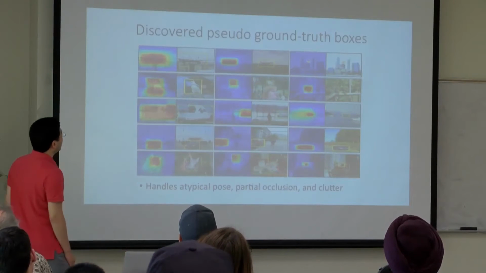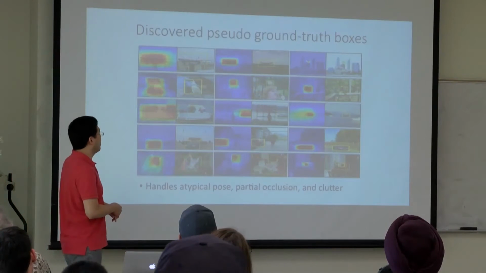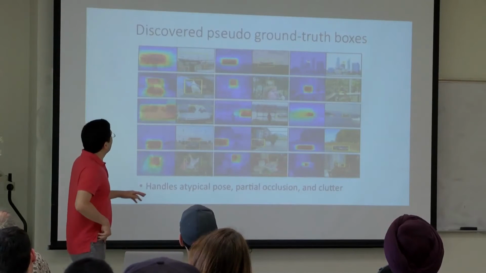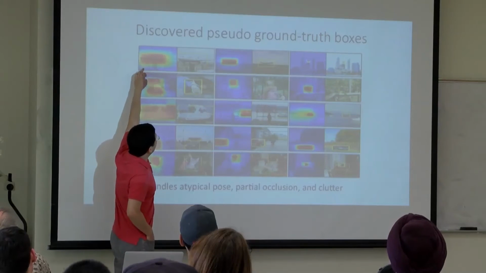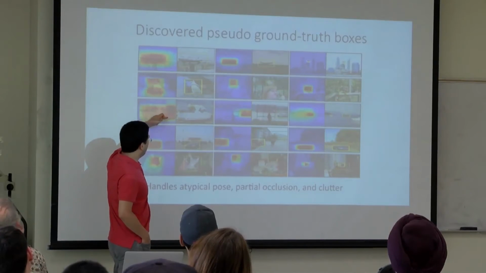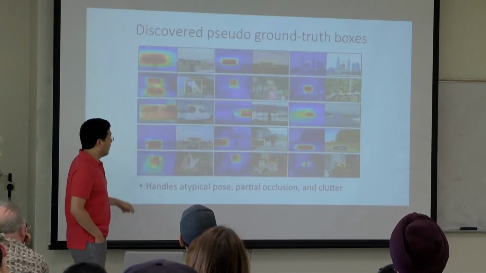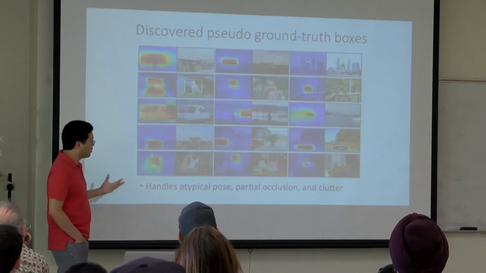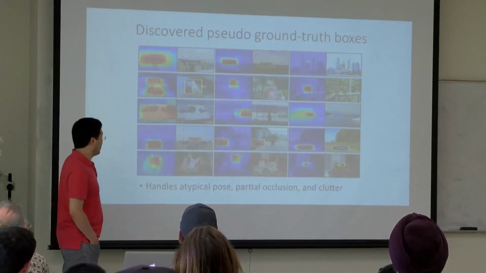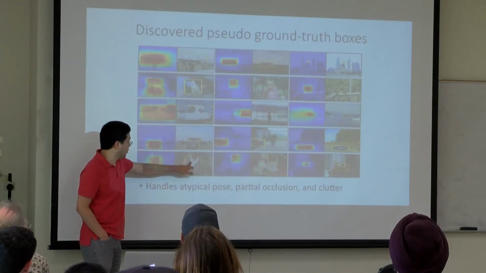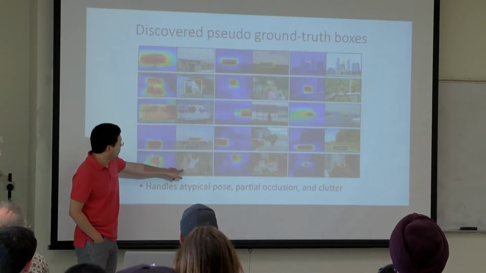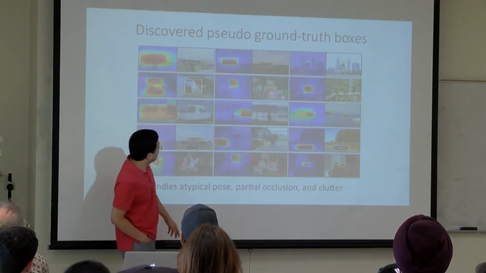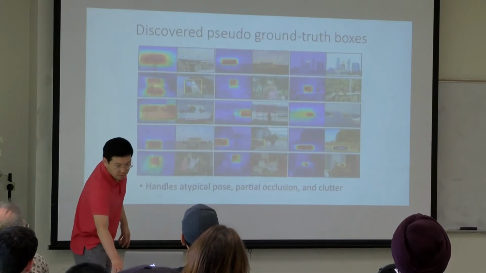First, let me show you what the discovered bounding boxes look like on our training images. The first row is for airplane, then bird, boat, car, and cat. You can see that our method is able to handle partial occlusion, clutter, and atypical pose. Here's one example which is quite cluttered, and we're still able to get the cat.